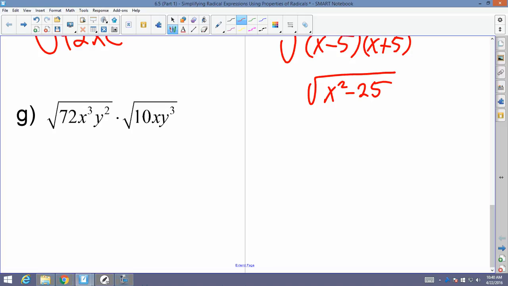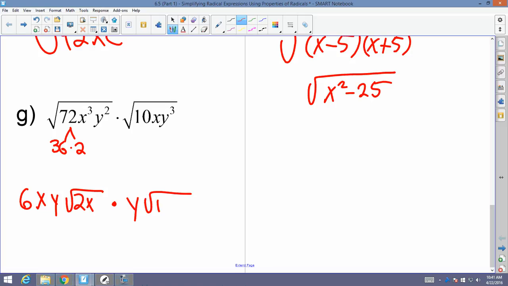Okay. So we could do it one of two ways. We could immediately go, wait a second. 72, that's 36 times 2, which is 6 with a square root of 2 here. Take out an x, I have an x left over. Take out a y times a y out here, square root of 10x. So that's going to give me 6 absolute value of x. Relax, guys. Absolute value of y.